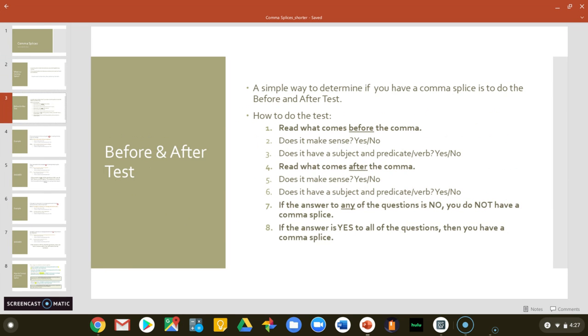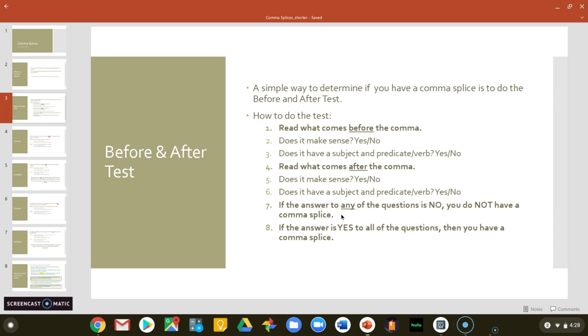So I'll go through how you would determine that that comma is a mistake. And the test I'm going to use is called the before and after test. So the first thing to do is read what comes before the comma and ask yourself two questions. Does it make sense? And does it have a subject and a verb? Then you would read everything after the comma and ask those two questions again.